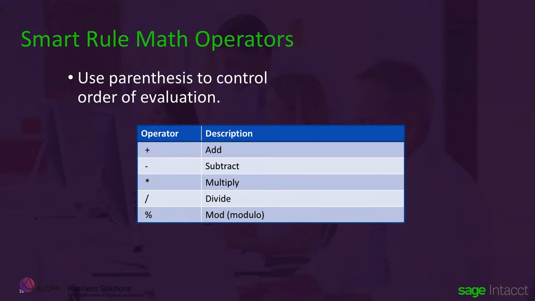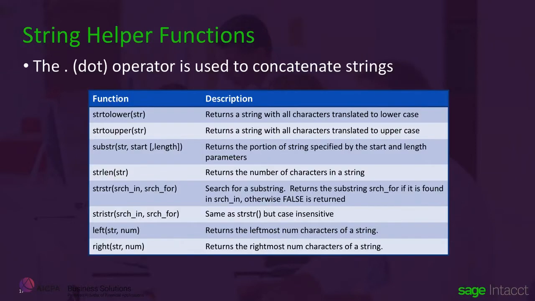Smart rule math operators. These are traditional. Okay? Nothing really groundbreaking, earth-shattering there. String helper functions. The dot operator is used to concatenate strings. Right. So if you have two string fields that you want to put together for validation, you can use that dot there, as well as if you're trying to go from a form name down to a field, you may see AR underscore invoice dot date, for example.